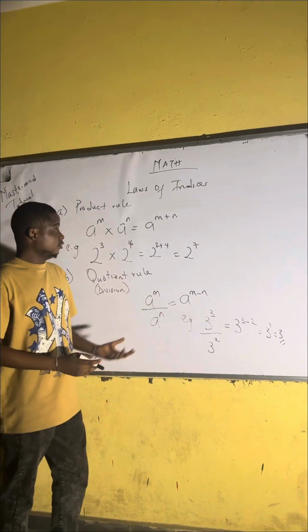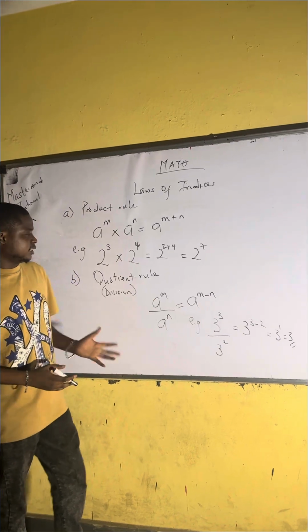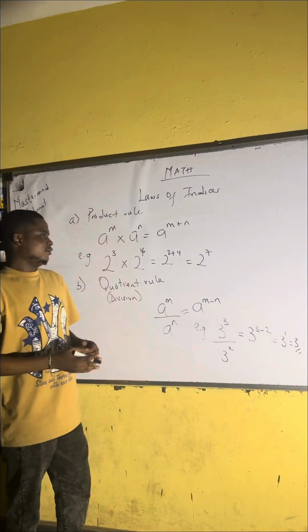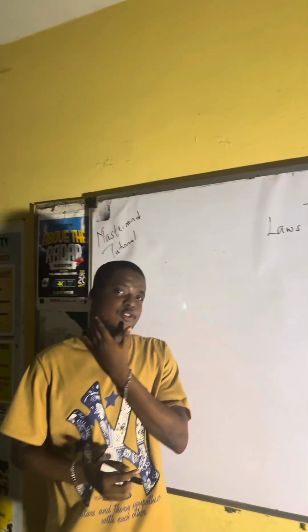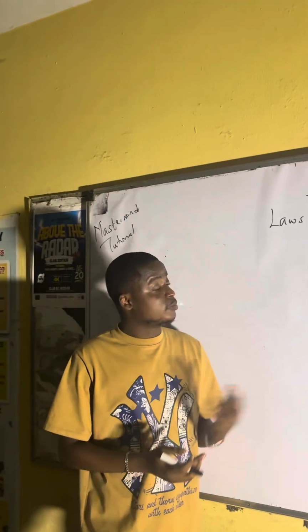So the answer is going to be 3 to the power 1, which is just 3, as the answer to this basic question. So we move on to 2 more laws, and then I'll give you an expression. I'll see if you can solve it. The laws of indices. Let's run through 2 important ones.